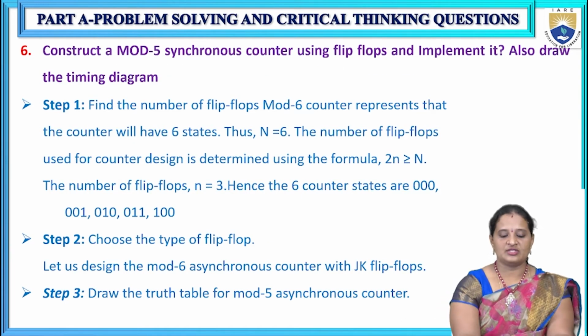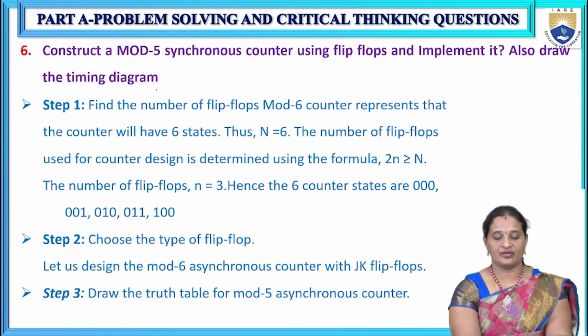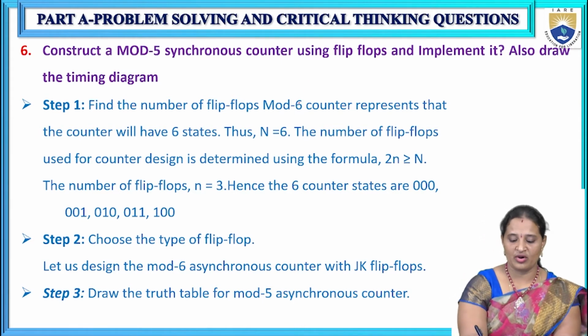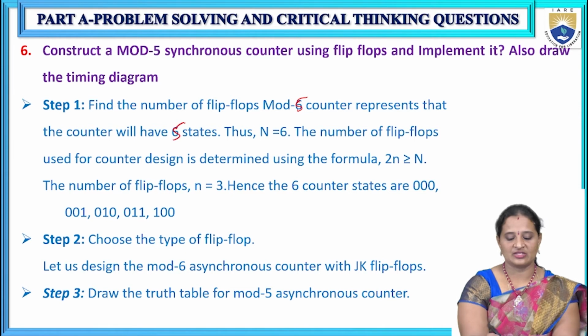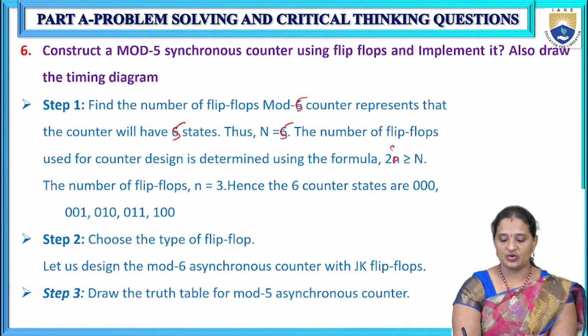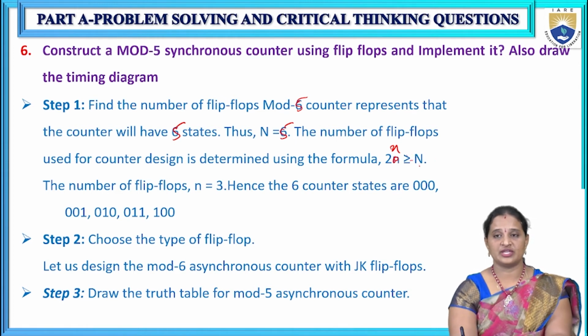Now, construct a mod 5 synchronous counter using flip-flops and implement it. Also draw the timing diagram. So step 1, what is the first step? As I already told you, we have a procedure for designing a synchronous counter. That is to find the number of flip-flops required. As it is a mod 5, the number of states it has to undergo is 5, hence N is equal to 5. We decide the number of flip-flops according to the formula 2 power n greater than or equal to capital N, where capital N is the number of states.